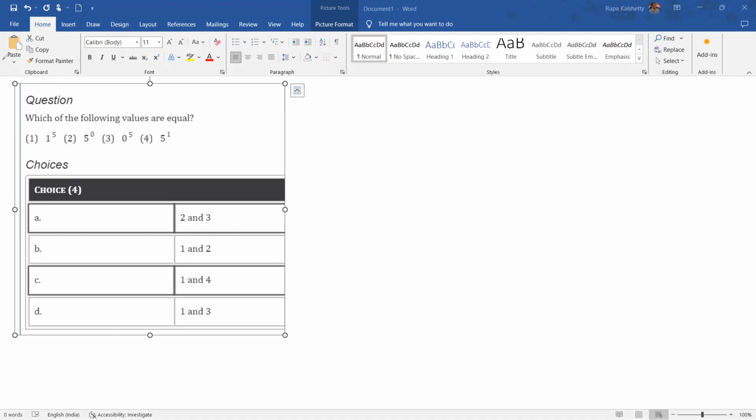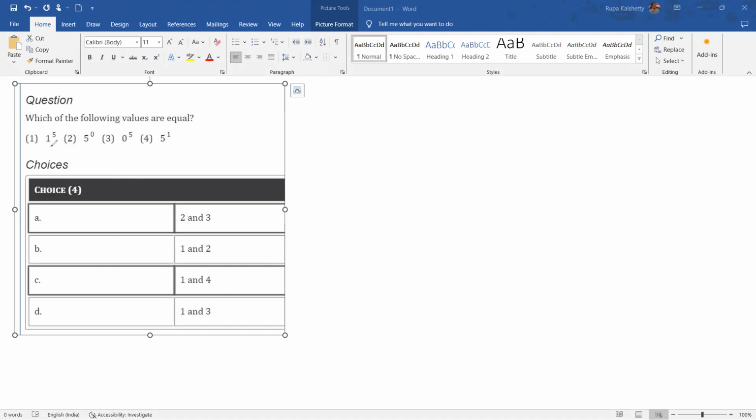All right, let me just move this side. All right, okay. So which of the following values are equal? Let's find out. Before we choose one of the options, what we can do is let's find out the value of each option first. So the first option is 1^5.